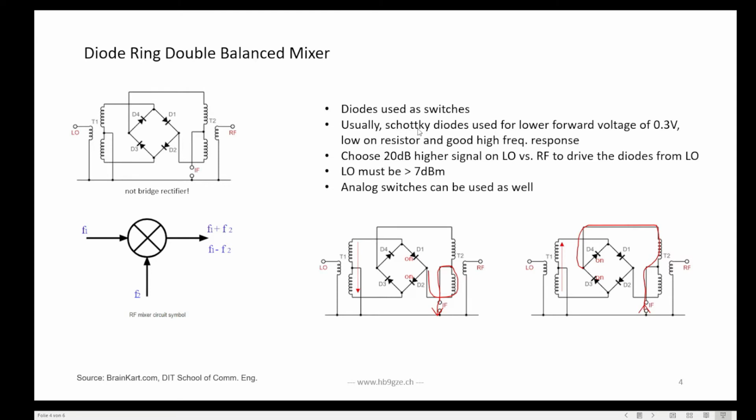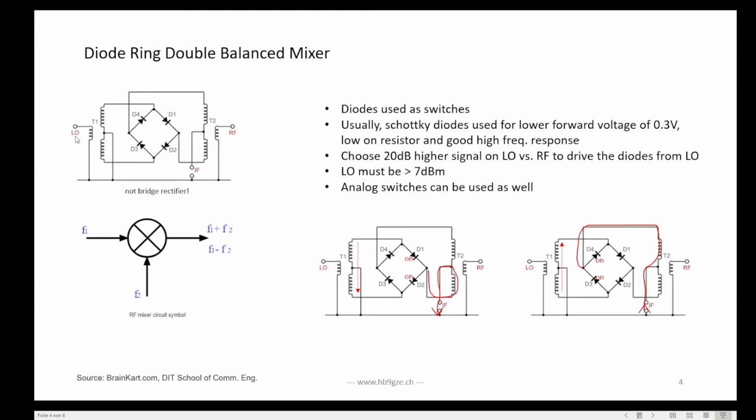You usually use Schottky diodes because they have a low forward voltage. Ideally, you would use devices with 0 forward voltage, and so you can switch perfectly at the 0 crossing. And actually, you can do that. You can, instead of these diodes, also use analog switches and then switch with a rectangular signal even more precisely than with these diodes. Anyway, they have a low on resistance and a good high frequency response. So they have very little stray capacitance, and so these are good diodes to use.